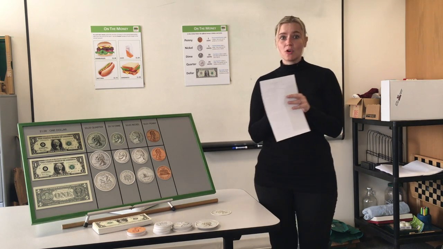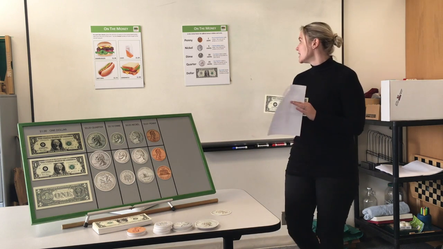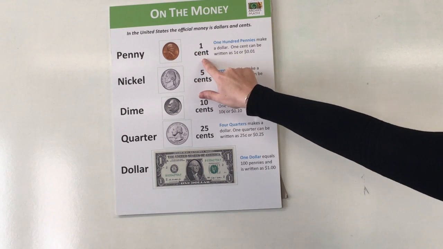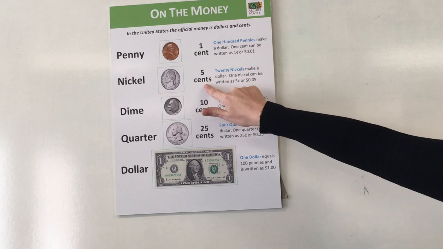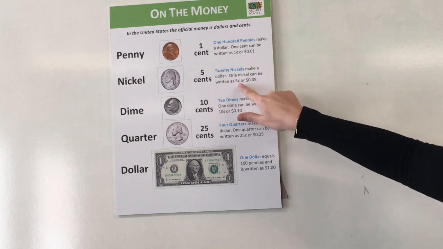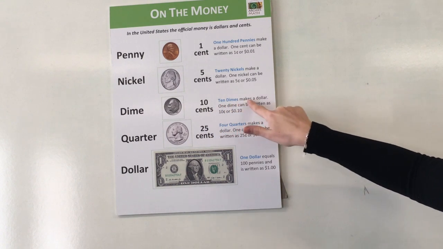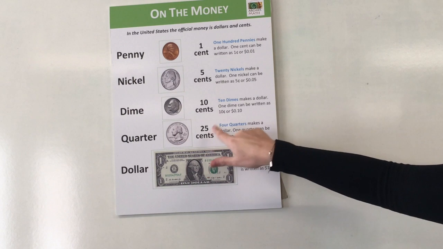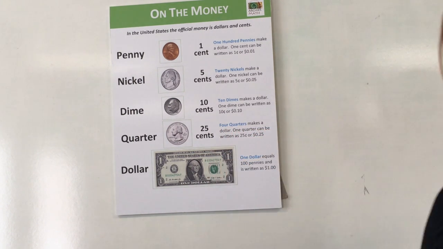So you may be wondering how it all works when it comes to just a $1 bill. Let's look at that. Okay, so this is a penny. There are 100 pennies in a dollar. A nickel, which is 5 cents, and there are 20 nickels in $1. This is a dime, which is 10 cents, and there are 10 dimes in a dollar. This is a quarter, 25 cents, and 4 quarters make a dollar, and this is a $1 bill.